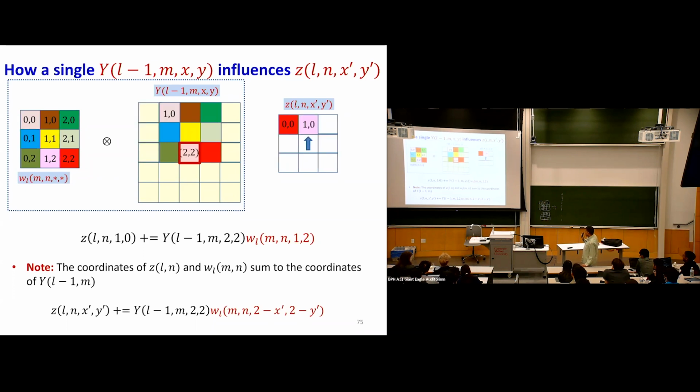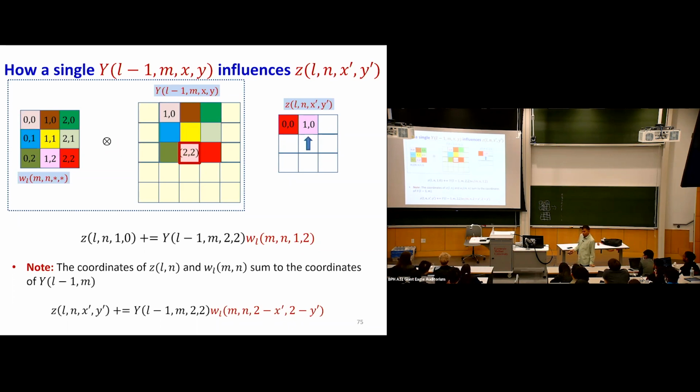Okay, just to show you again, I'm going to slide this and figure out how Y22 helps in composing Z10. For that, I have to move the filter over and place it at 1,0, right? So when I place it at 1,0, it is this element of the filter that multiplies Y22. And this element is W12, right? And it's composing Z10, okay? Now do you see the relationship between the indices? It's 2,2 minus, 2,2 minus. So basically the index of the Z and the index of the W sum to give you the index of the Y.